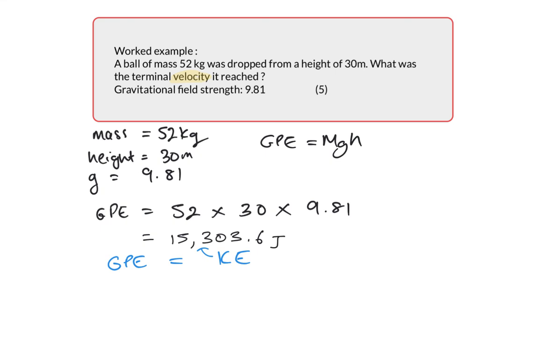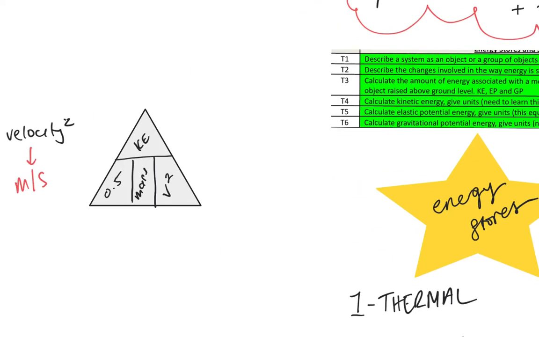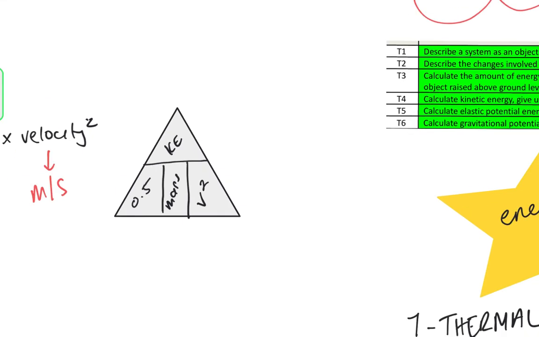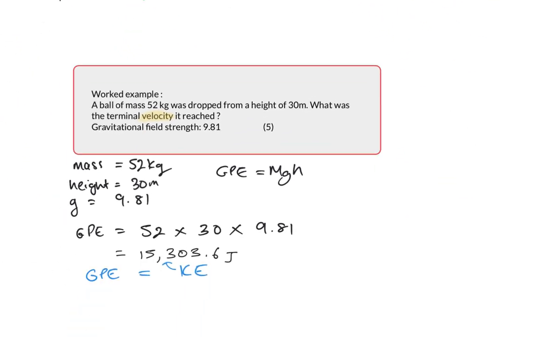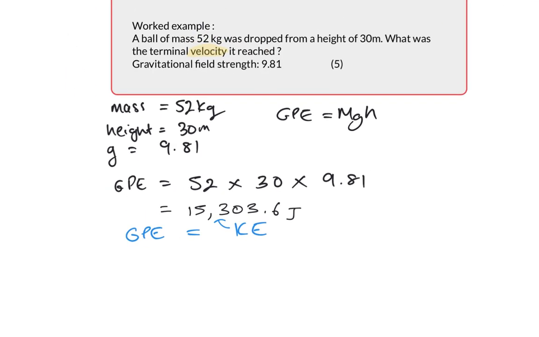So, if we go back to our triangle over here to look at kinetic energy, I'm not trying to work out kinetic energy, I'm trying to work out velocity squared. So I'm going to cover this up and I'm left with kinetic energy divided by 0.5 multiplied by mass. So I'm going to go back down to my equation here and write that out. Don't be afraid to write out as much working out as you need to. The examiners like to see it.